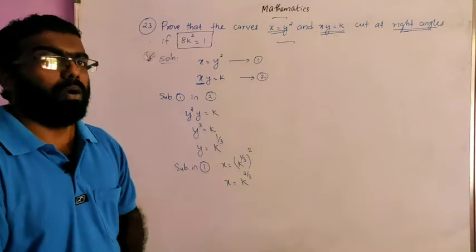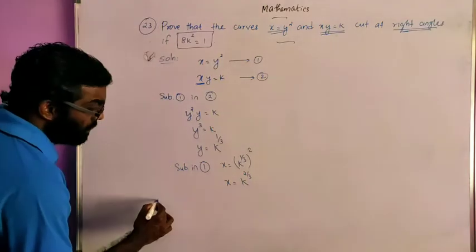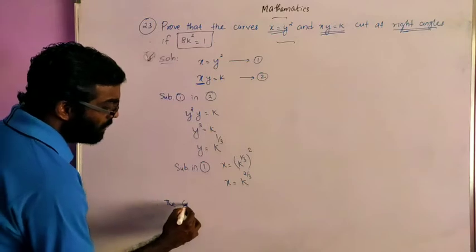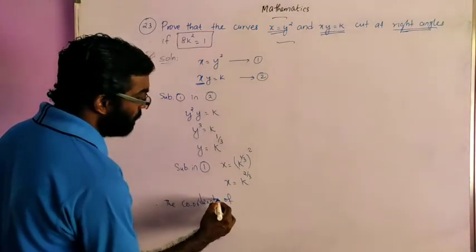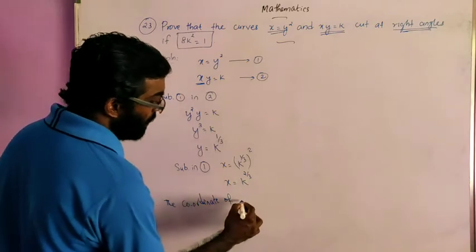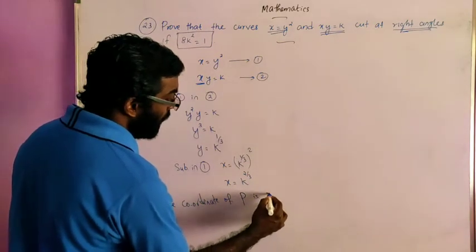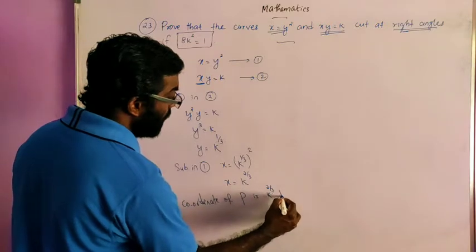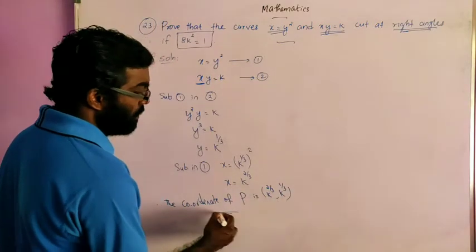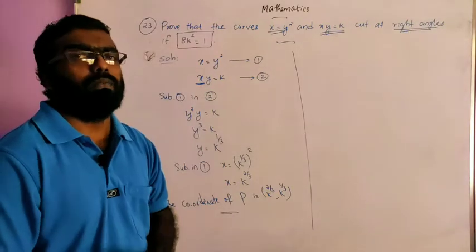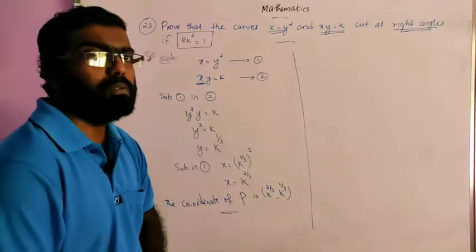Okay. Now we got the point at which the two curves intersect each other. Therefore the coordinate, coordinate means coordinate of the point of intersection. Coordinate of, let it be P, P is k raised to 2 by 3 comma k raised to 1 by 3. Okay. Now we can find the slope of the given curves by differentiating equation 1 and 2.